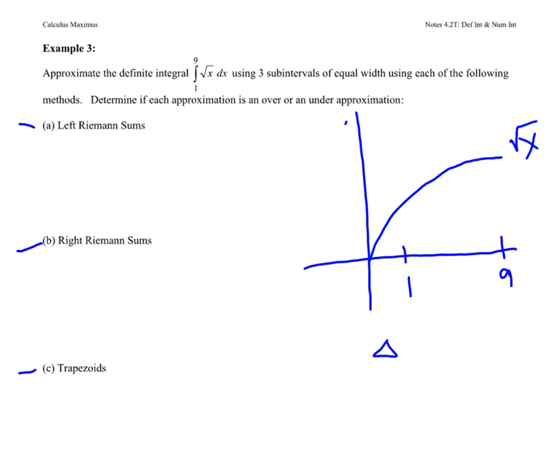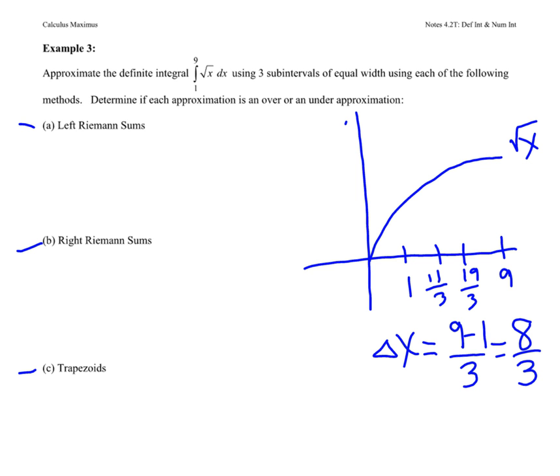So first, let's make sure you have delta x correct. We're going from 9 to 1, and we want 3 subintervals. So your width is going to be 8/3. Nice numbers, no problem, right? We're dividing it into 3 parts. So 1 plus 8/3 would be 11/3. Plus 8/3 from there would be 19/3. And plus 8/3 would be 9. So those are your x values.